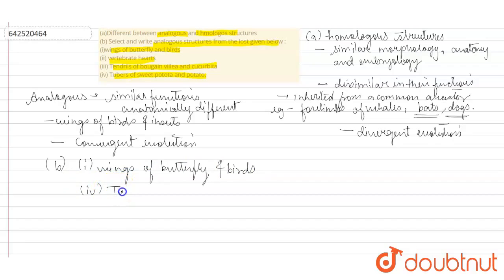And the second analogous structure is basically the tubers of sweet potato and potato. Both perform a similar function, but these are anatomically different. So these are the two analogous structures from the given list. I hope this answers your question.